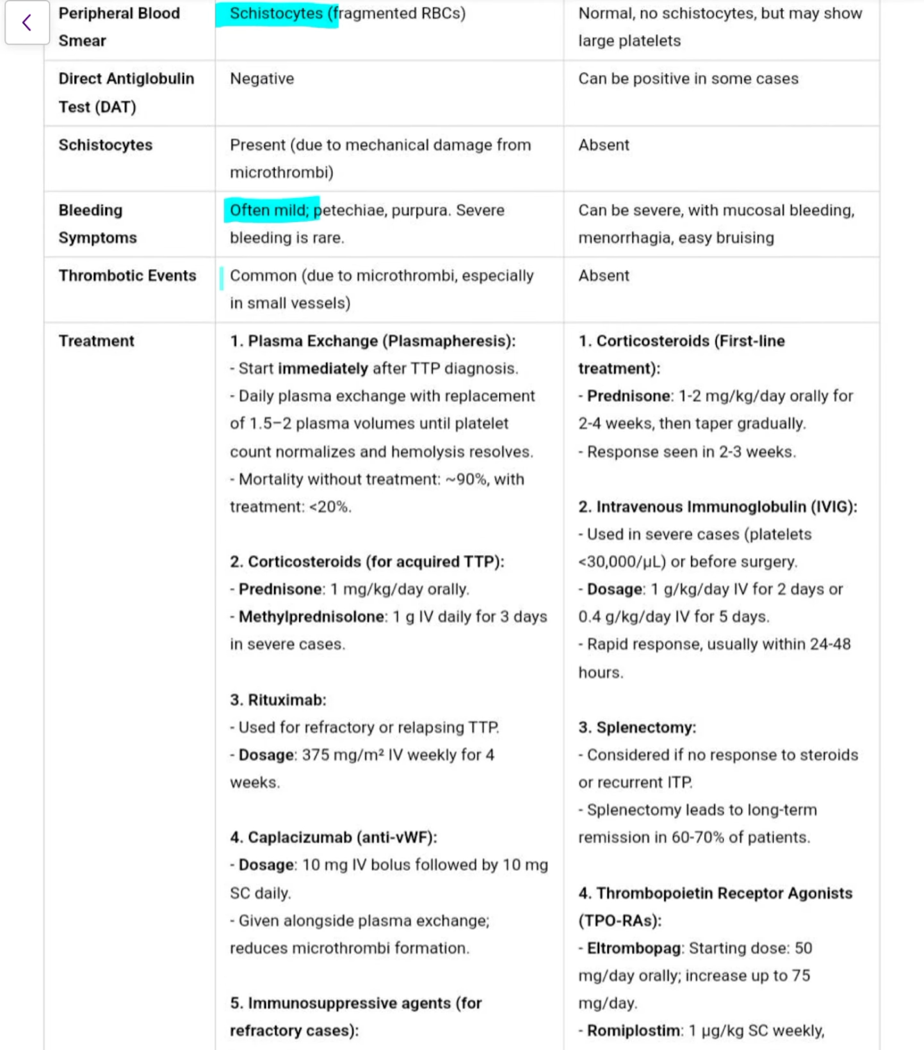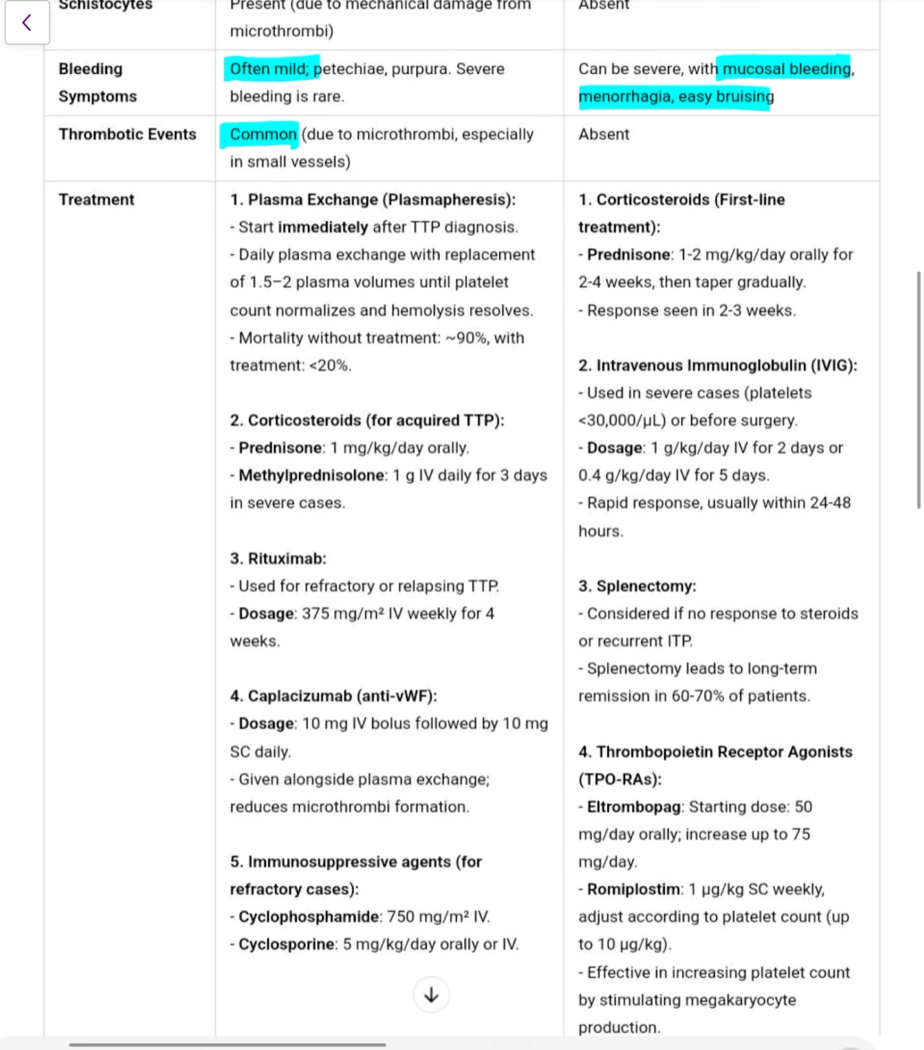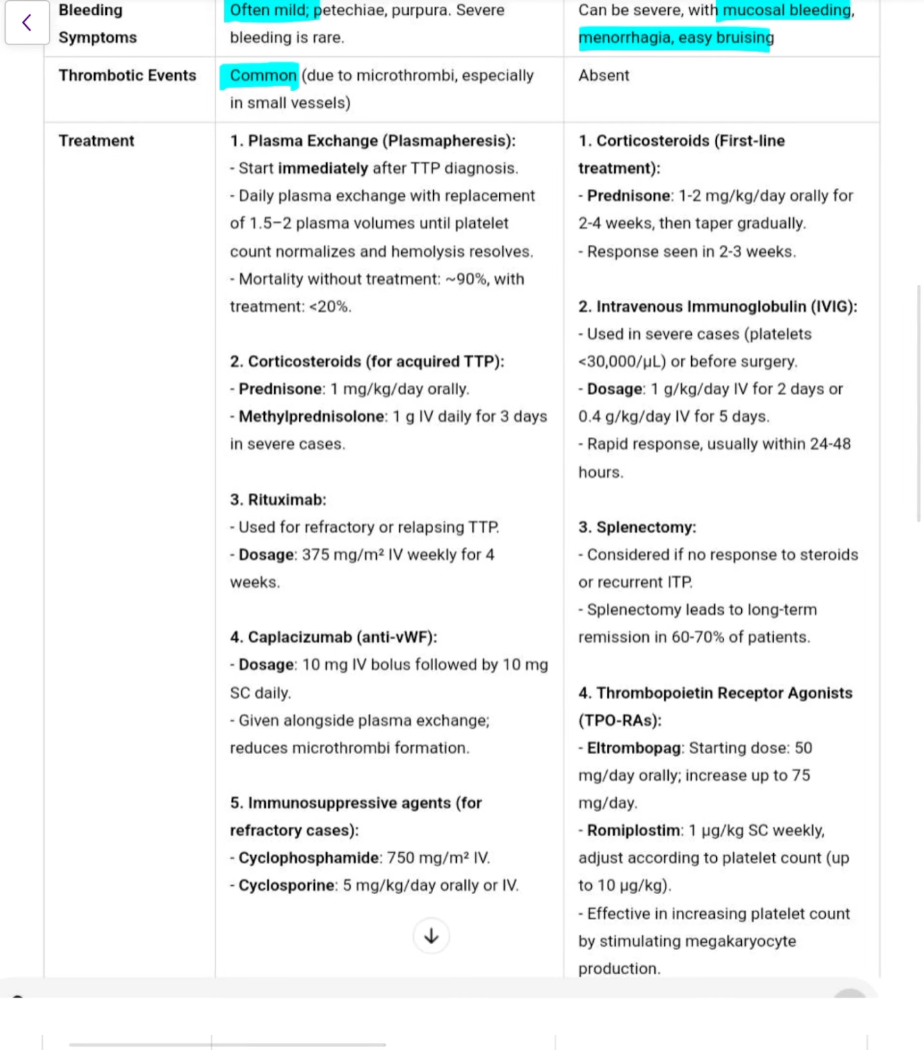Thrombotic events are more common in TTP, like microthrombi, especially where the small vessels are affected. Whereas in ITP, the bleeding is severe, with mucosal bleeding, menorrhagia and easy bruising. Now coming to the treatment, some treatment strategies are the same, but some are different. So we'll see what is the same and what is different.